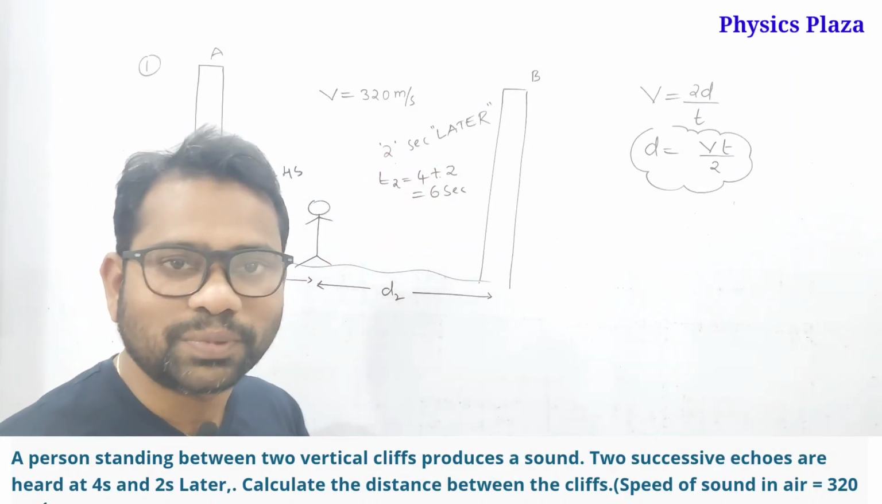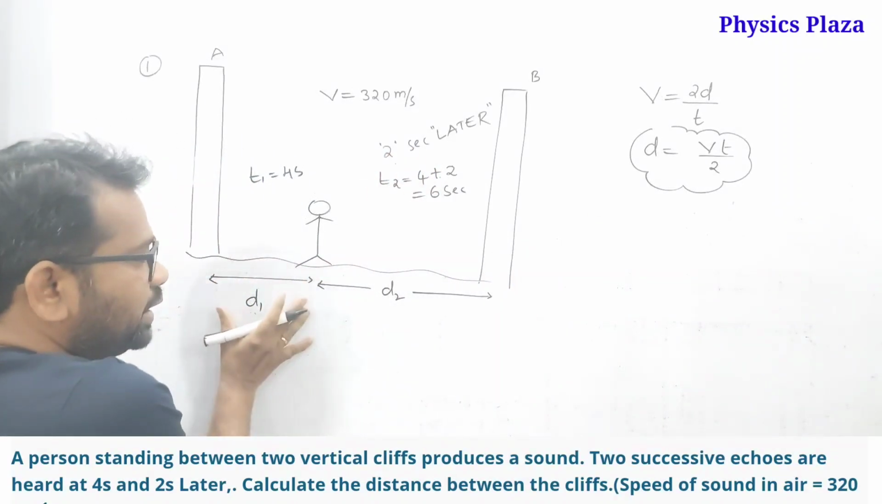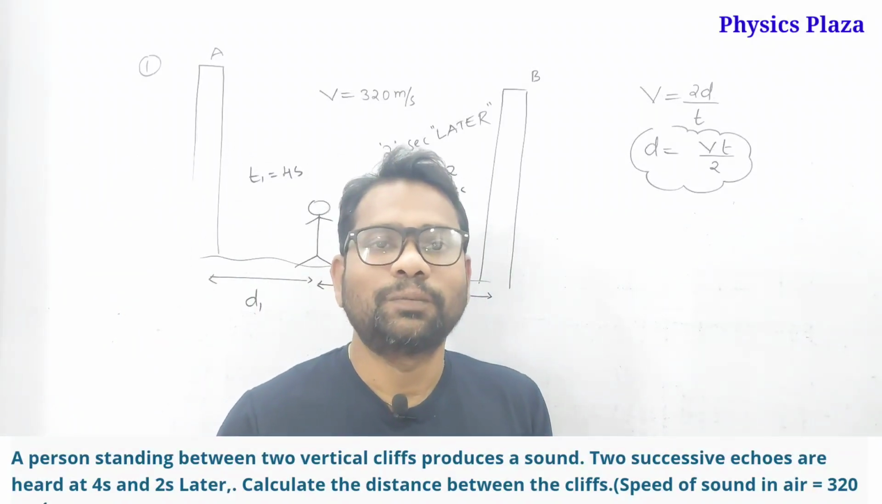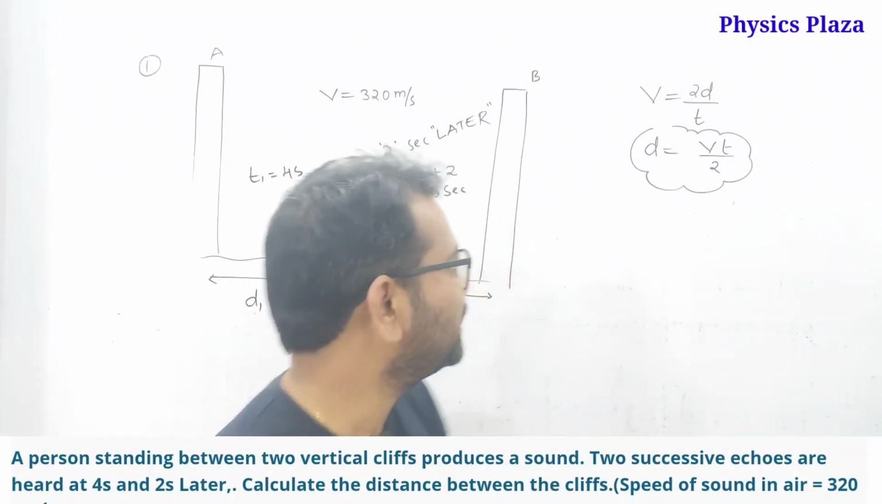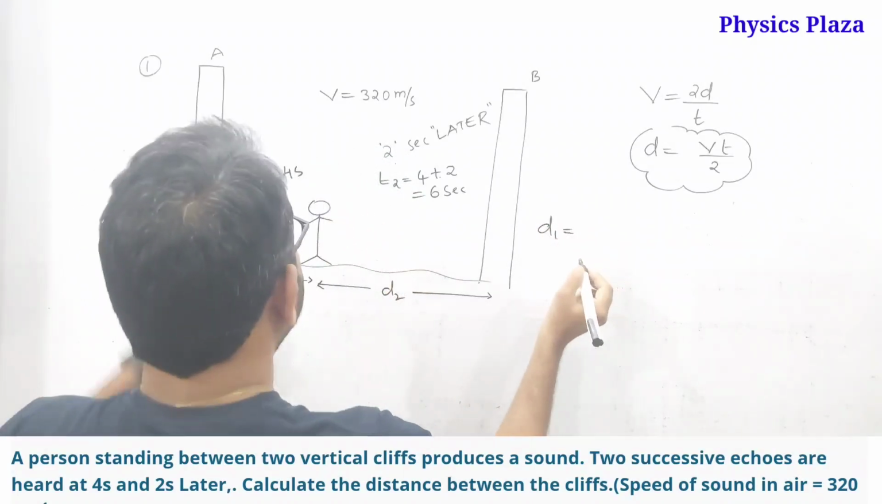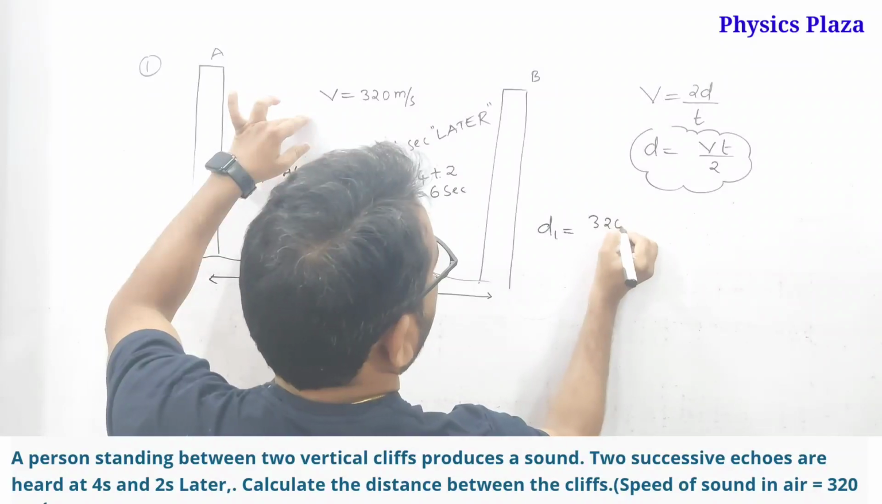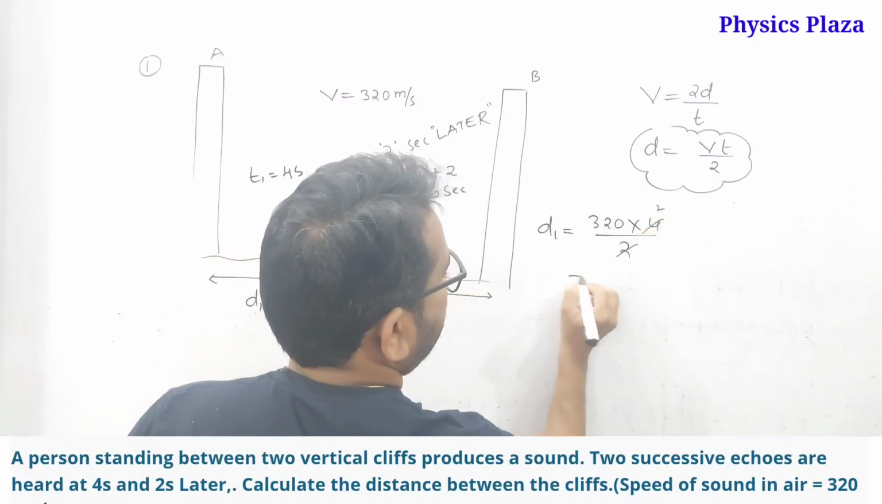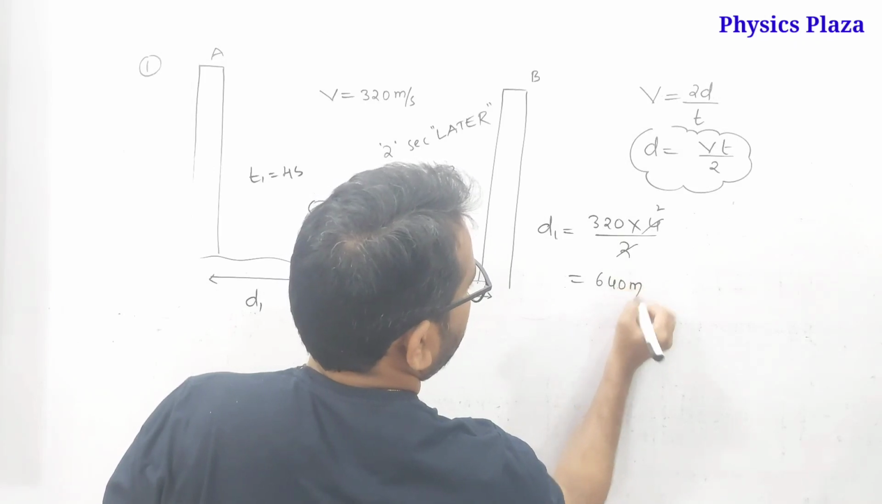Now the solution is the same. Come on, children. Do it in the same manner. Calculate d1, d2. Pause the video. Try to solve and comment your answer. Okay, fine. Meanwhile, d1 is equal to, v is 320, time is 4 seconds by 2. 2 ones are 2, 2 twos are 4. This will be 640 meters.